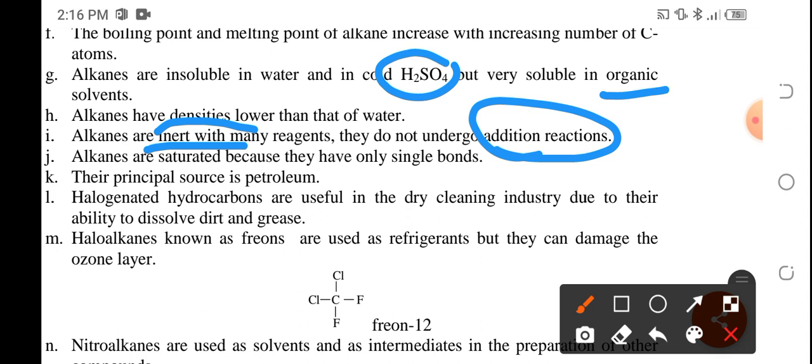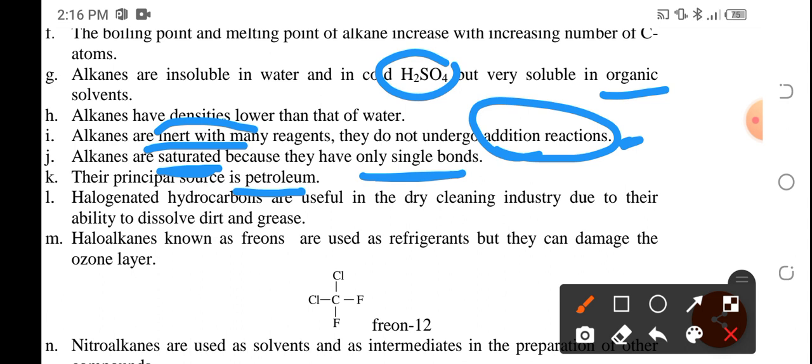Okay? And because they do not undergo addition reaction, ano lang ang reaction nila? It's combustion and substitution reactions, not addition. Didiscuss natin yung addition na yan in further chapters. Alkanes' principal source is petroleum. They are also saturated because there are only single bonds between their carbon atoms.